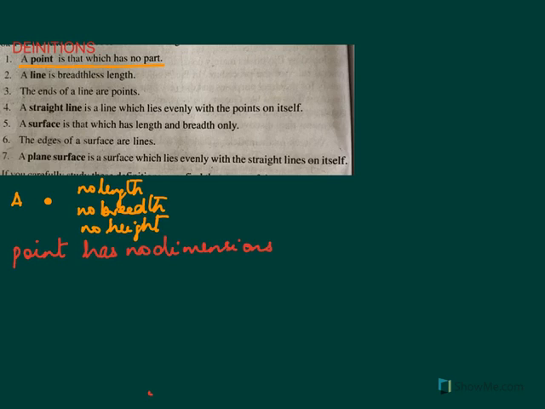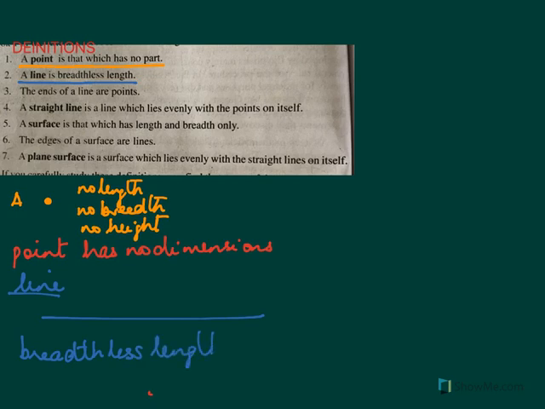Now look at the next one. A line is a breadthless length. So if I were to draw a line, it's just this, right? Straight. There is no breadth, there is no thickness. So a line is a breadthless length. It has no thickness. So how many dimensions would a line have? A line will have only one dimension, and that is the length.